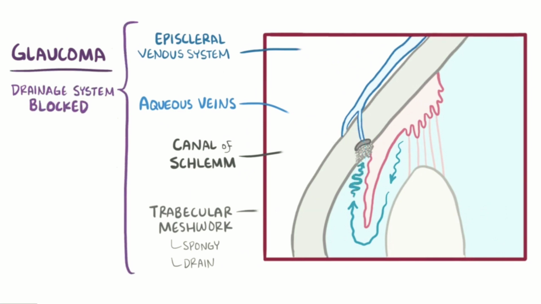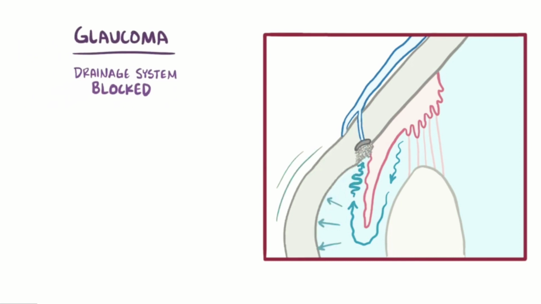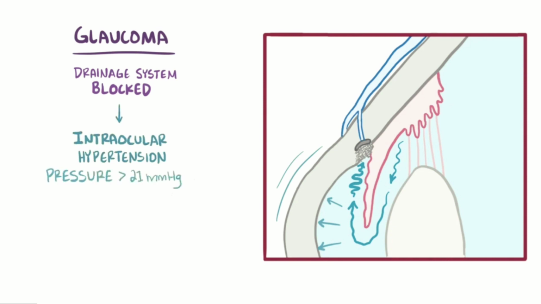In glaucoma, part of this aqueous humor drainage pathway becomes partially or completely blocked, so that fluid can't easily drain out. This causes the pressure within the fixed space of the anterior chamber to quickly build up, causing intraocular hypertension, which is defined as pressure greater than 21 millimeters of mercury, or 2.8 kilopascals.